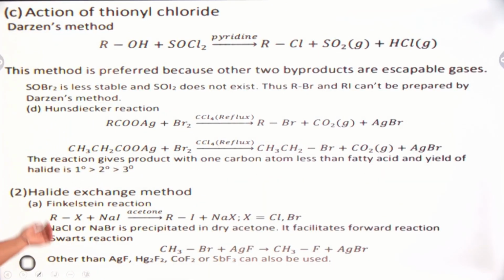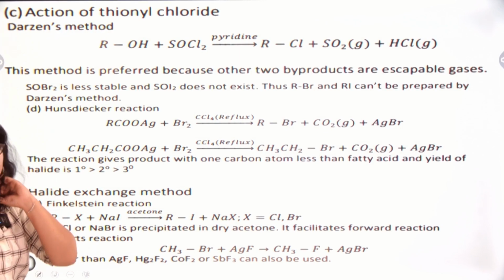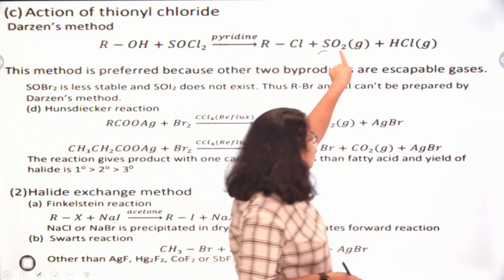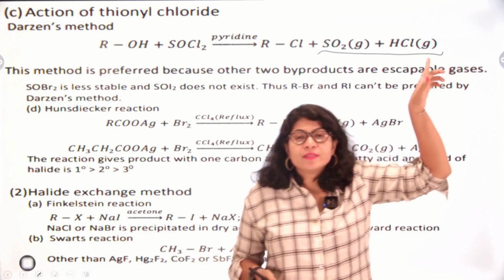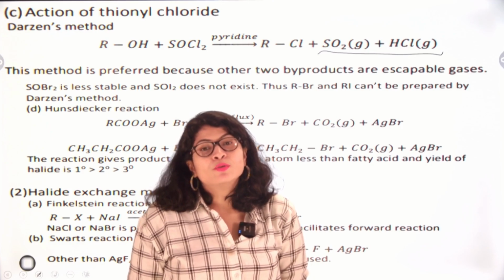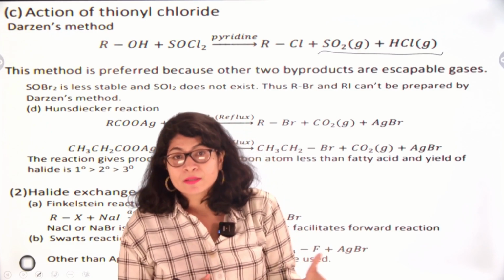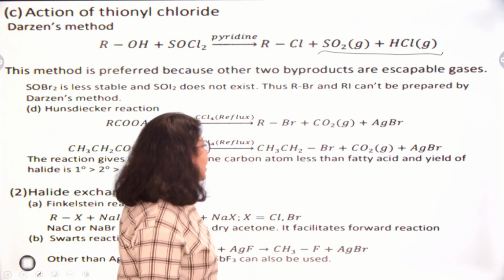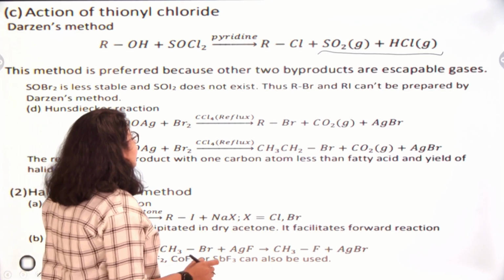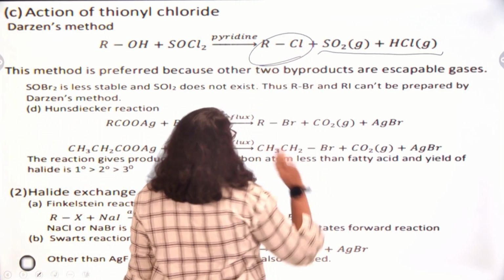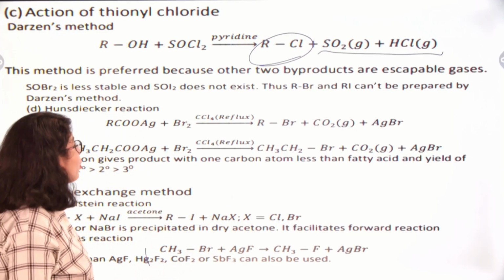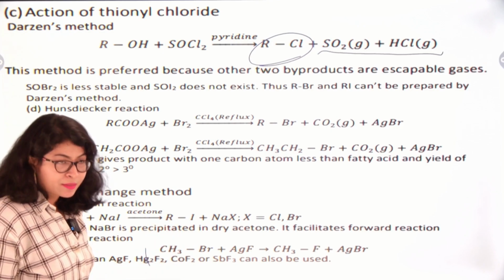And the third method is the action of thionyl chloride, and this is actually the best method for the preparation because the other two byproducts, that is SO2 and HCl, are gaseous and they can easily escape out of the reaction medium, leaving behind my alkyl halide free. Okay, so I do not need any other techniques to separate RCl from SO2 or HCl. So ROH reacts with SOCl2, thionyl chloride, in presence of pyridine, and it gives you RCl along with SO2 and HCl. This is the preferred method because the other two byproducts are escapable gases.